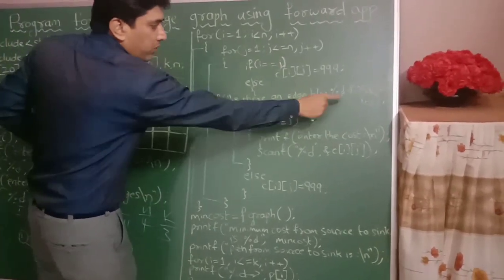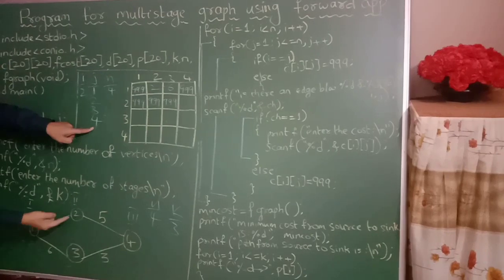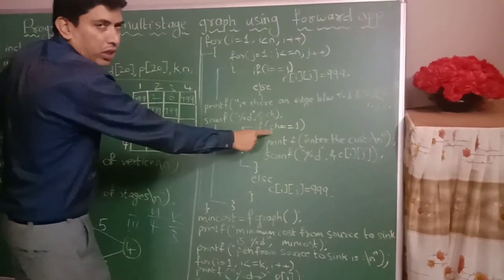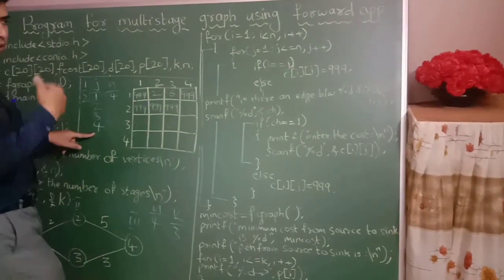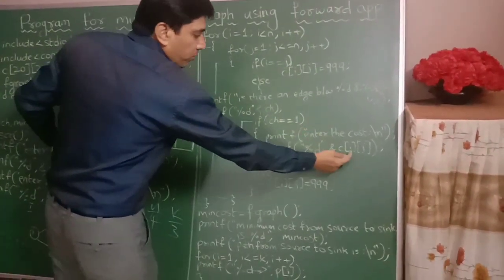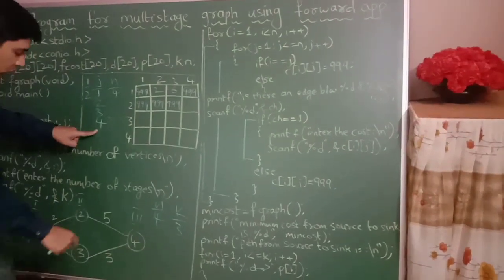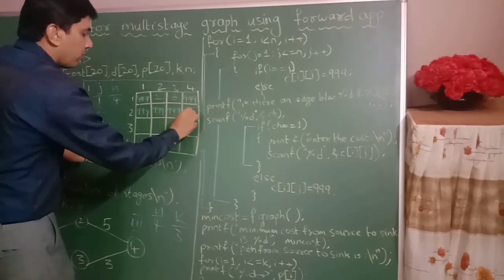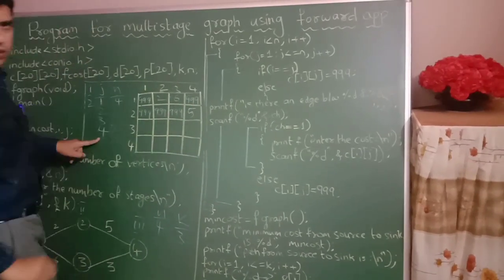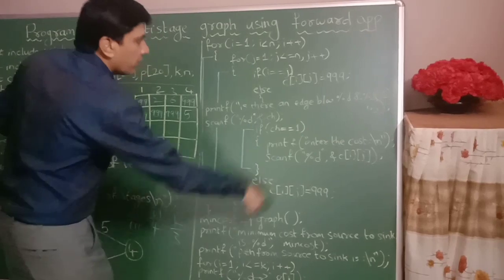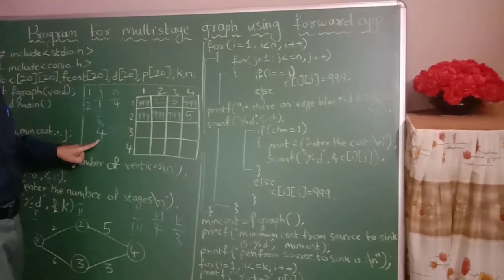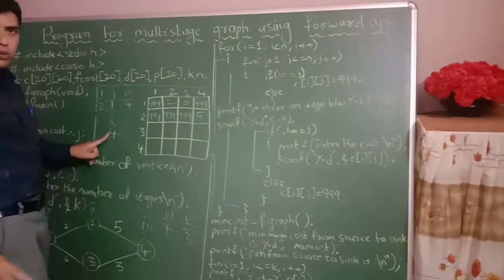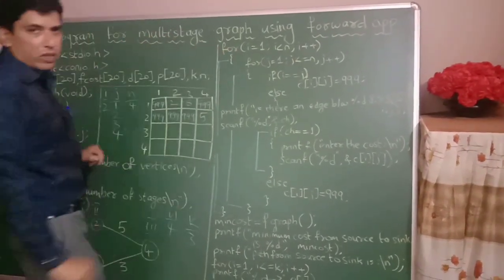Is there an edge between 2 to 4? Yes, there is an edge. Now the value of CH will be 1. I have to read the cost of 2 4, right? The cost of 2 4 is 5. So read the value of 2 to 4, it is 5. Getting? The next one, increment the value of j by 1. Now j becomes 5, right? Is 5 less than or equal to 4? No, the condition becomes false, right?